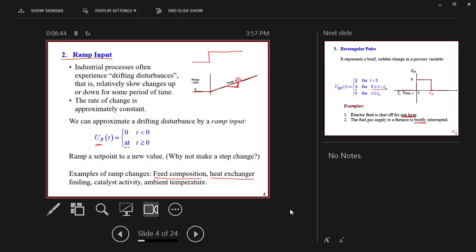Fouling process, as you know, happens gradually and takes time due to the deposition of scales on the internal sides of the tube. And this happens with time and affects the heat transfer characteristics of the heat exchanger. The catalyst activity will decay by time gradually. The ambient temperature changes gradually throughout the day. These are different examples of the ramp input.